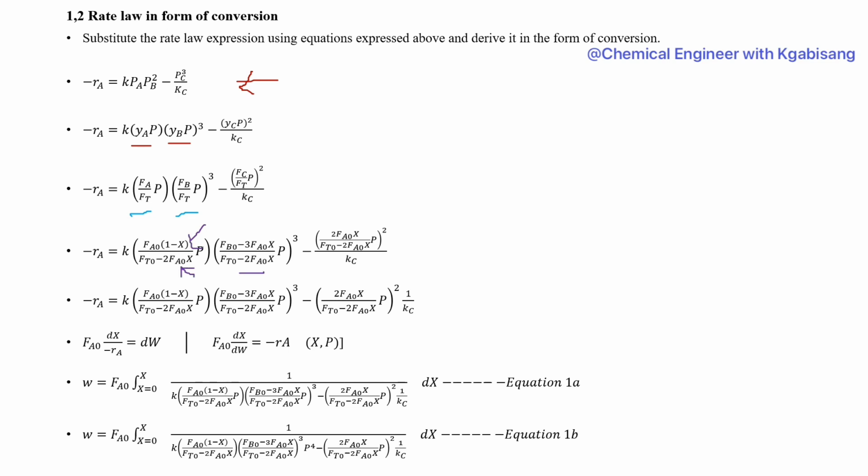We know that this expression shows us the rate law in the form of catalytic weight, FA0, and change in conversion. We can make catalytic weight the subject of the formula and substitute rate A into this equation. It will yield this final equation here, which we can call equation 1.